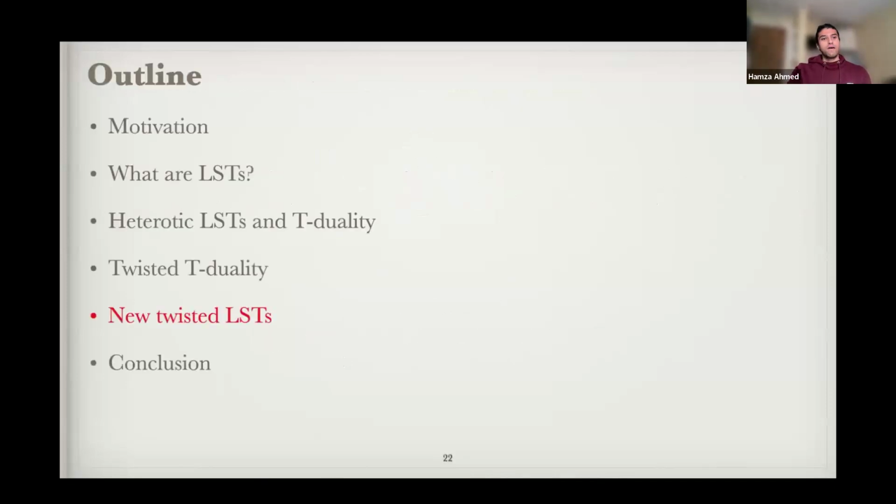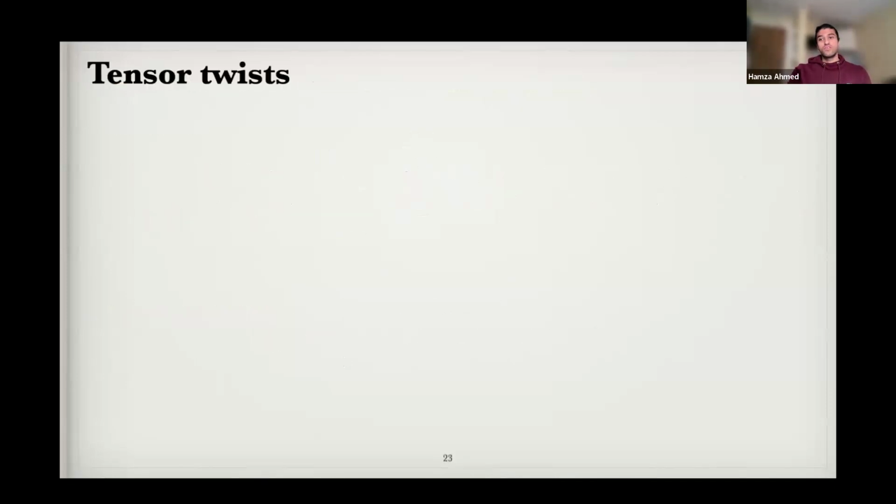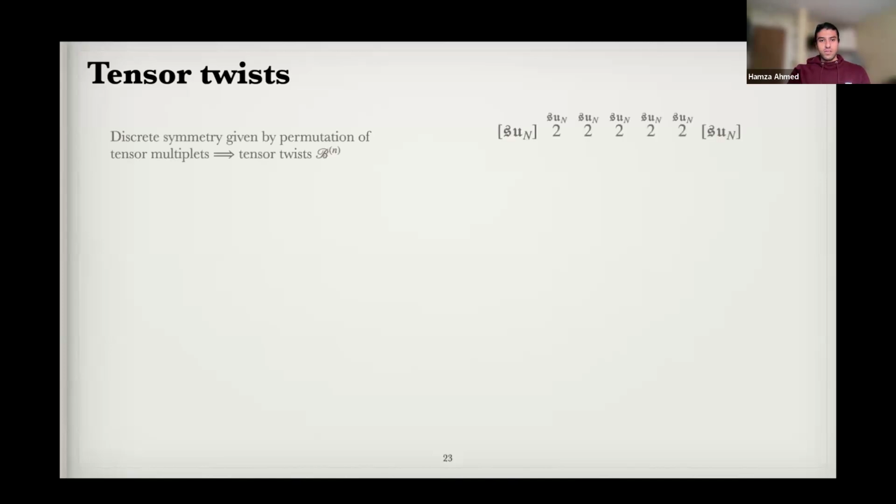All right, so so far we've only considered discrete symmetries which we twist by that are charge conjugations. However, any 6D theory with a tensor branch can admit other symmetries, and in particular these symmetries that are the permutations of tensor multiplets. And so one can think about twisting by these symmetries.